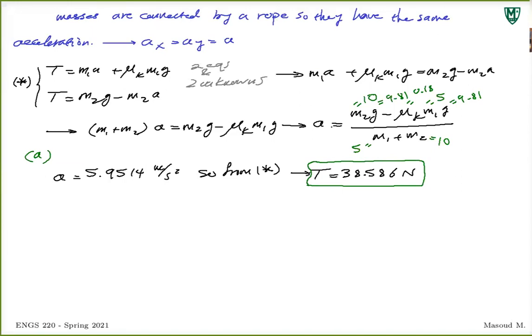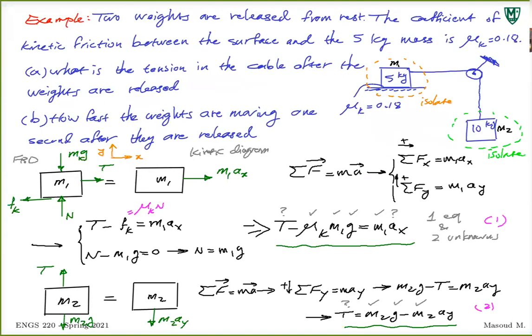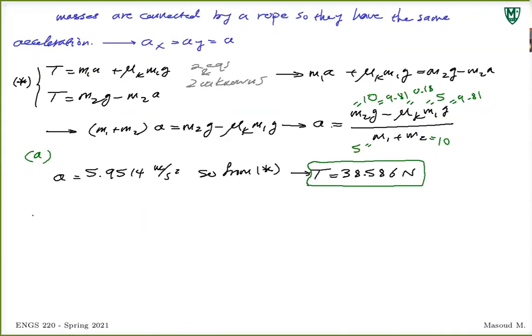Now part B, always go to the wrong page. How fast the weights are moving 1 second after they are released. So how do we do that one? Now that we know acceleration, we know tension, we want to know what is the velocity after 1 second. Right? Just goes back to kinematics again. Now you have acceleration, and acceleration is a constant number, so we can basically just find the velocity, right? Hopefully you follow.